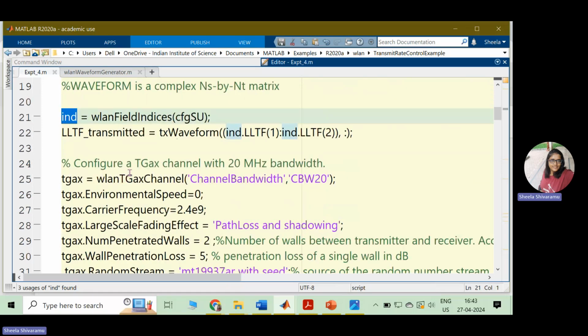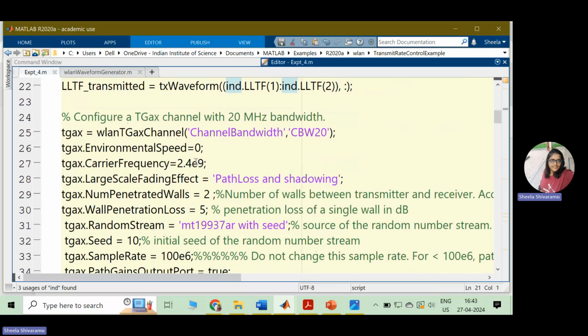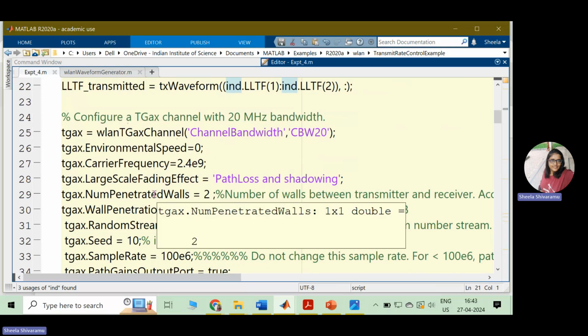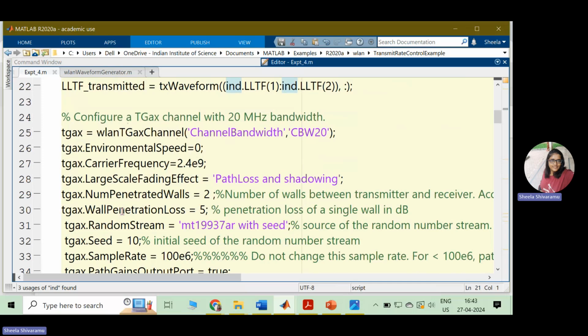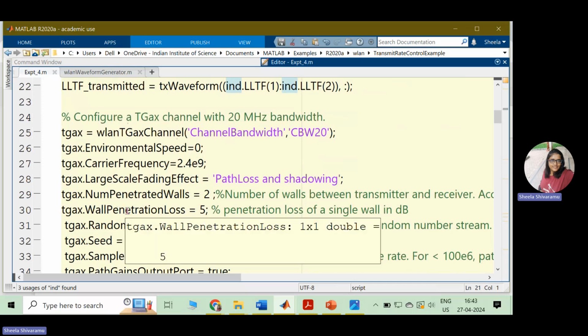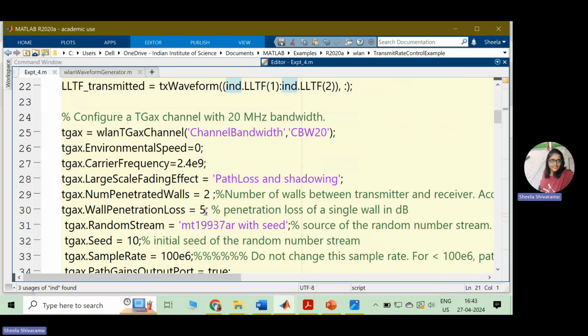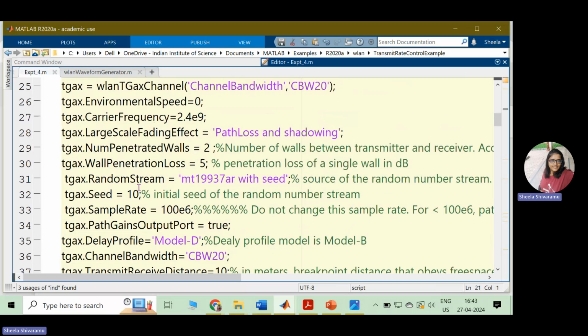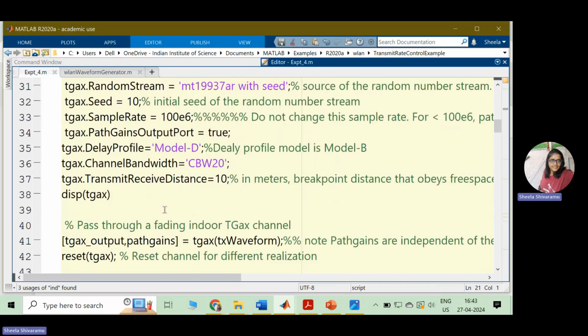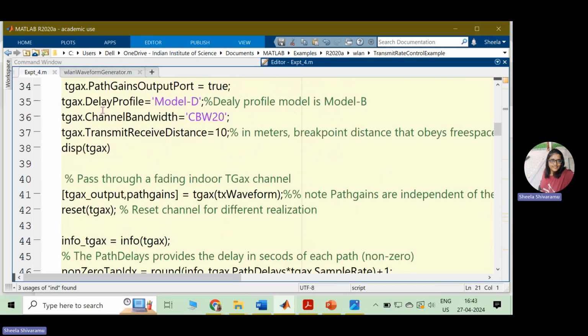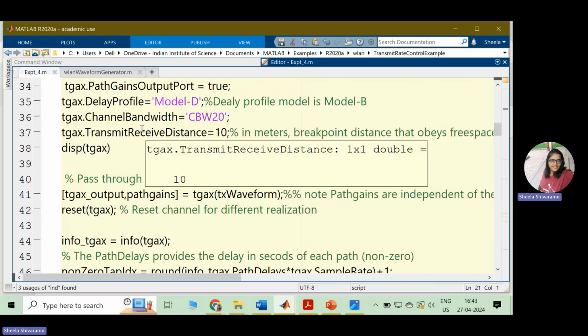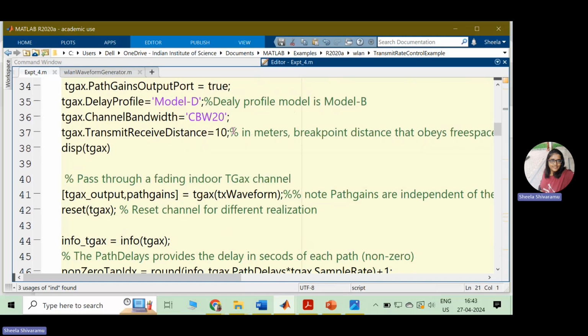Then I'm configuring a TGn channel for 20 megahertz, with large scale effects, both path loss and shadowing, enabled. The number of penetration walls is taken as 2, and for each wall, the wall penetration loss is set to 5 dB. I've set the random stream, and the TGn delay profile considered is model D, and the transmit receive distance is set to 10.